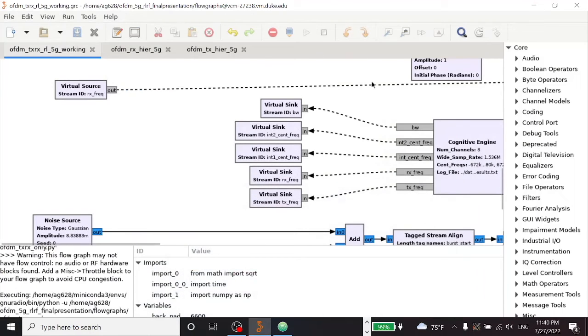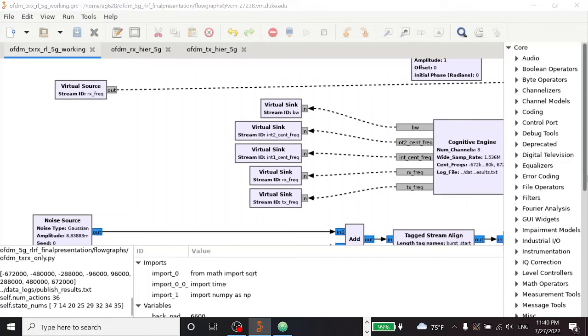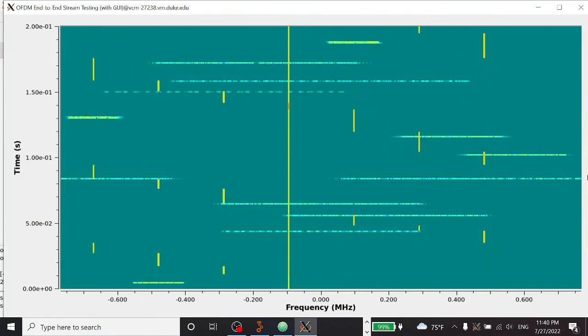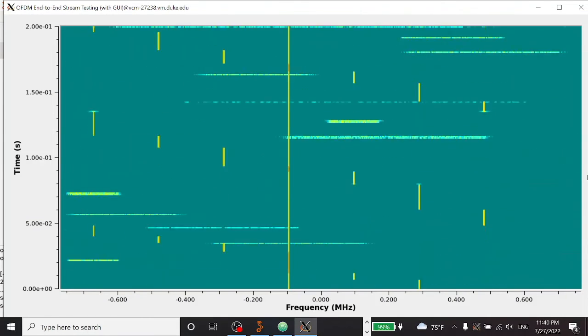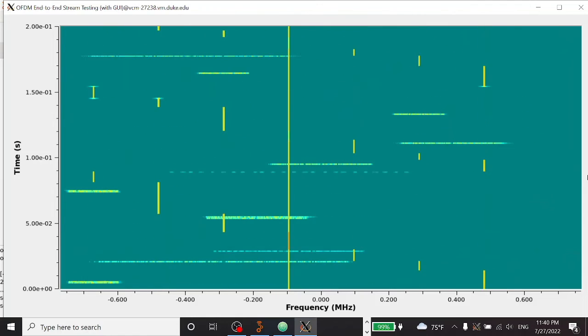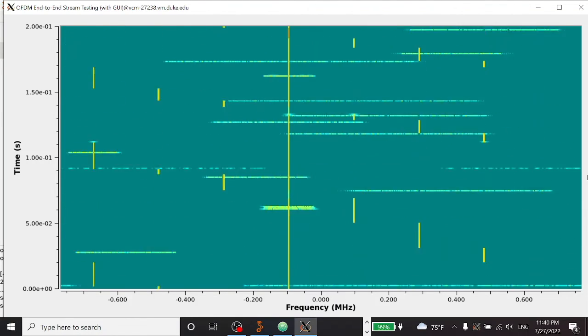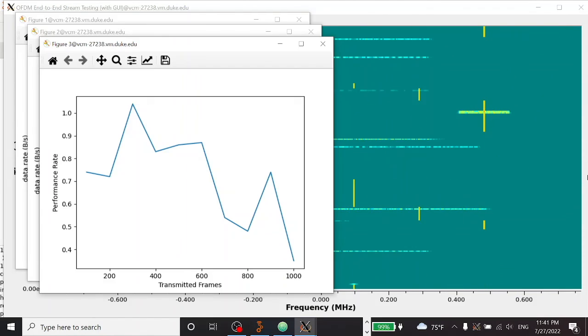When we execute this flow graph, in the transmission we see, the horizontal lines represent our transmitted data signals, and the width of each signal represents its bandwidth. The yellow vertical lines represent our interference signals, and we can see that there is a constant interference signal and a periodic one. At the end, our program automatically generates plots.